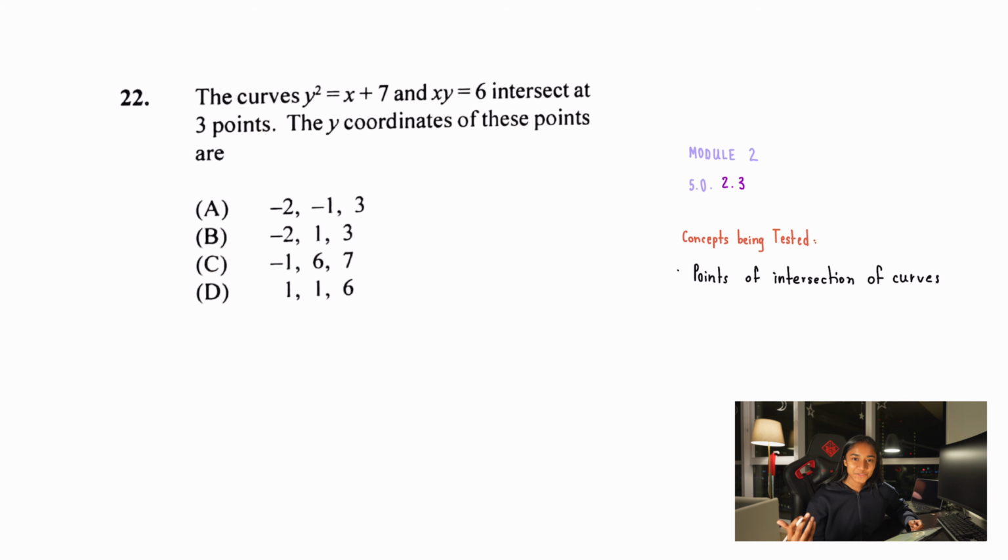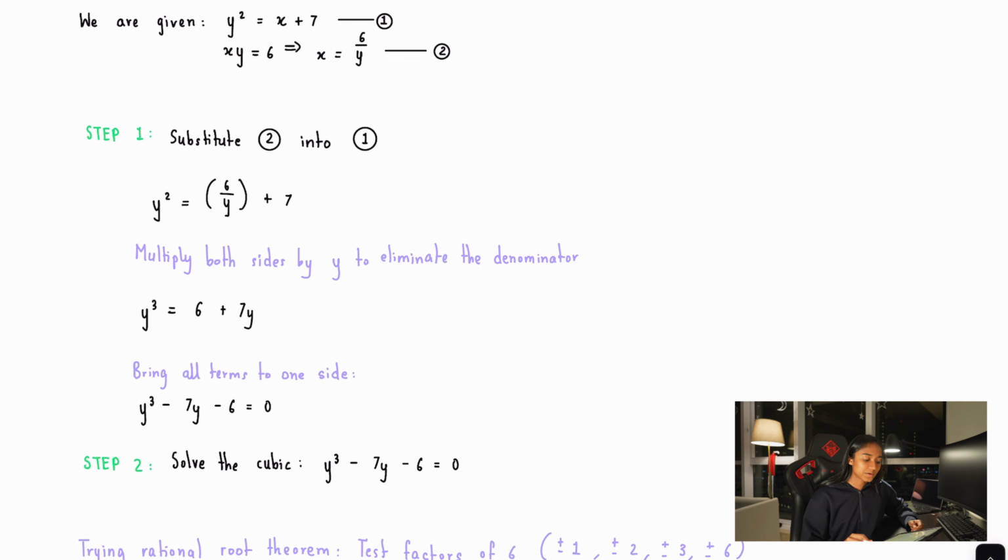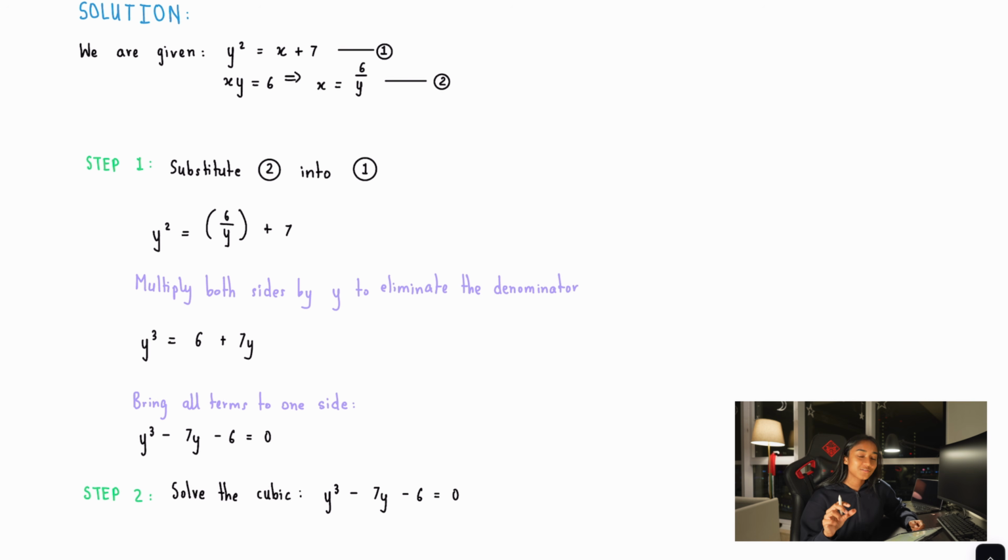Question 22. Question 22 states that the curves y squared is equal to x plus 7 and xy is equal to 6 intersect at 3 points. The y coordinates of these points are which of the following? So we are looking at points of intersection of curves, and we know to solve that, we need to solve equations simultaneously. That means we label curve 1 and curve 2.